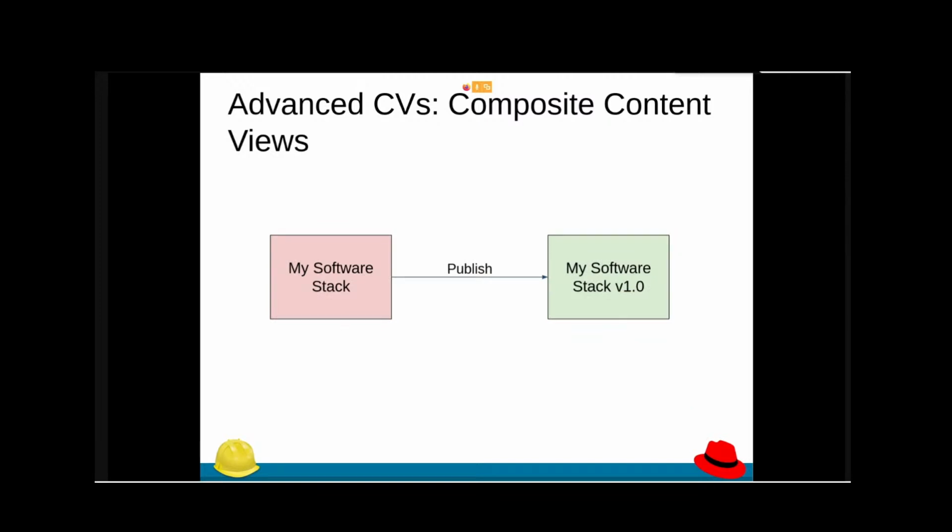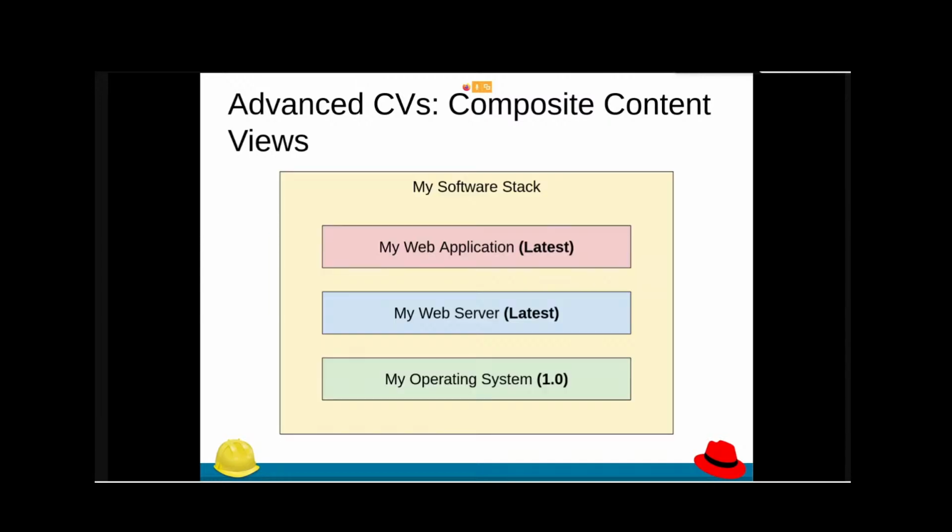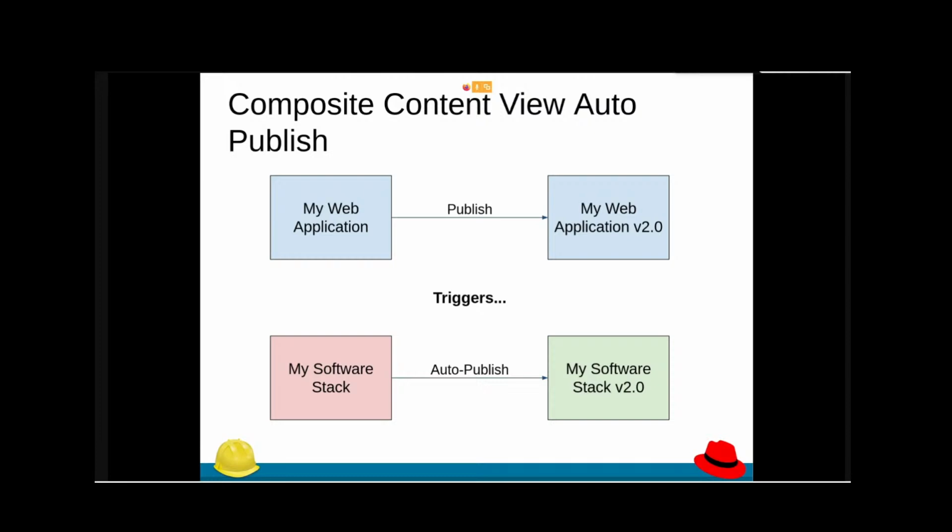When you publish your software stack, just like a content view, you'll get a content view version that includes everything in the content views inside the composite. I mentioned that the operating system is stuck at 1.0 and the other 2 are at latest. Well, there's something called composite content view auto publish, which is a cool feature. If you publish one of the content views within the composite, and you have auto publish turned on, it'll automatically publish a new version of your composite. But if you have limited the versions of any of the content views in the composite, it won't update those. So your old data can be safe there. So that is composite content views.